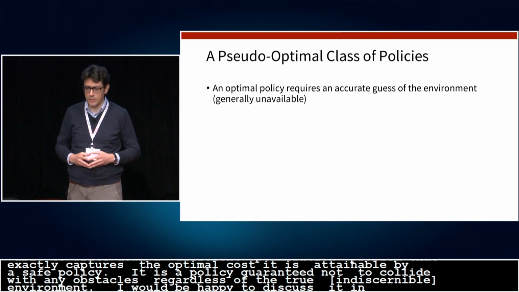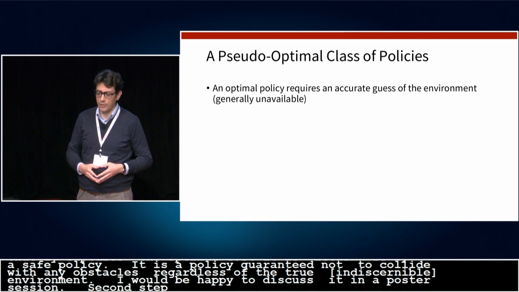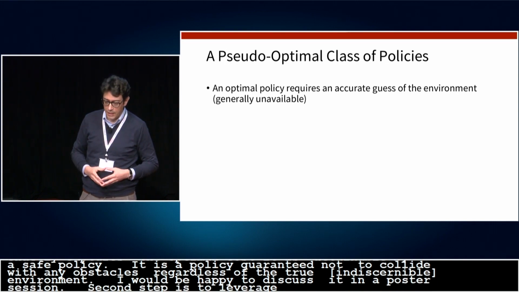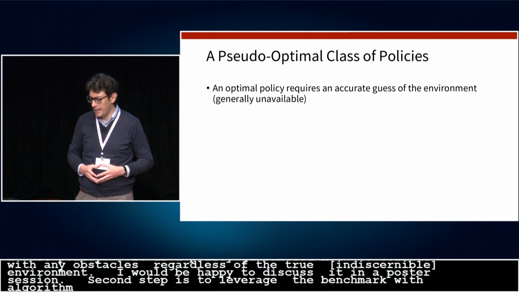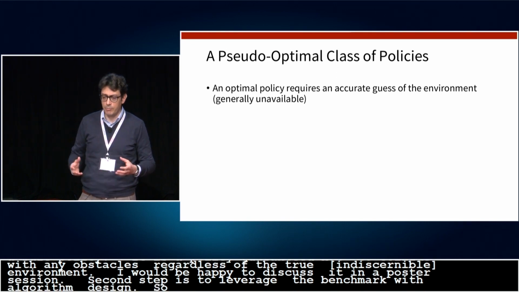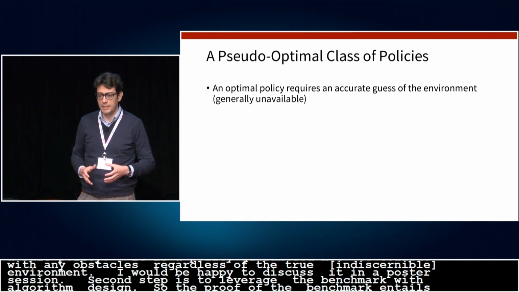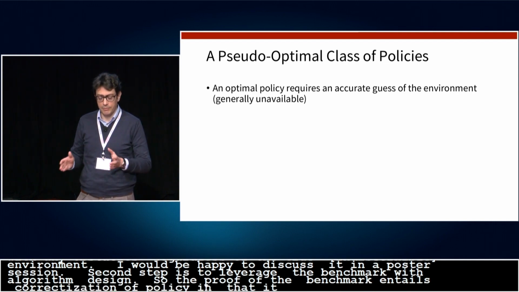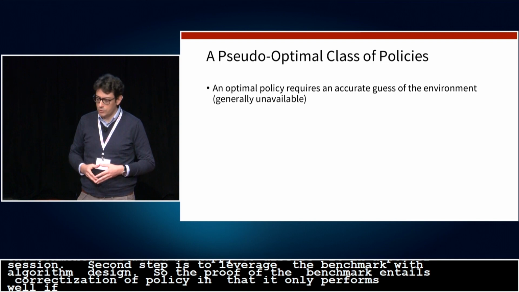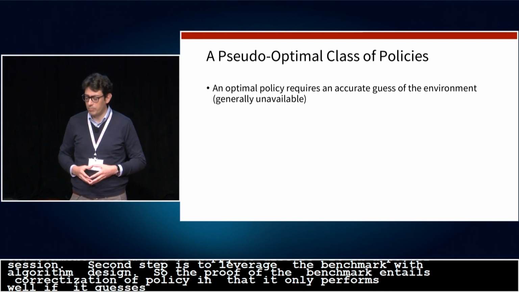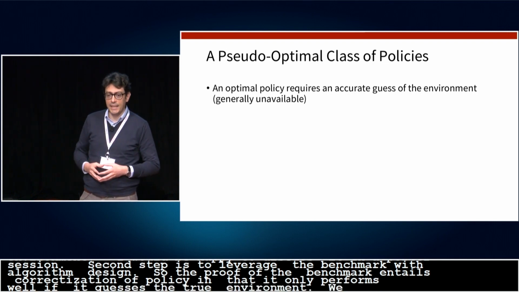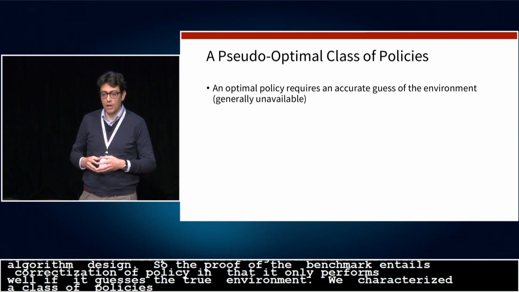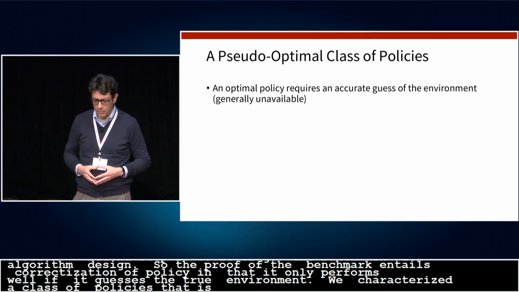Now, the second step is to leverage the benchmark for algorithm design. So the proof of the benchmark entails the characterization of a policy that is simple but brittle, in that it only performs well if it guesses the true environment. What we did was to characterize and devise a class of policies that is robust against inaccurate guesses of the unobserved environment.